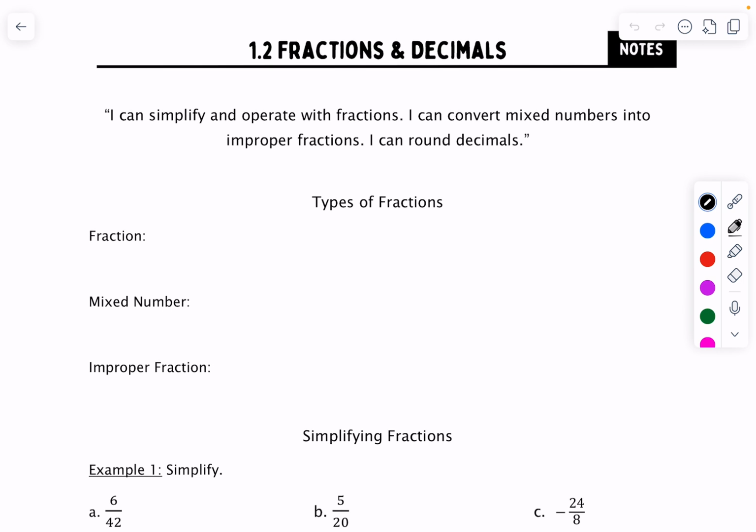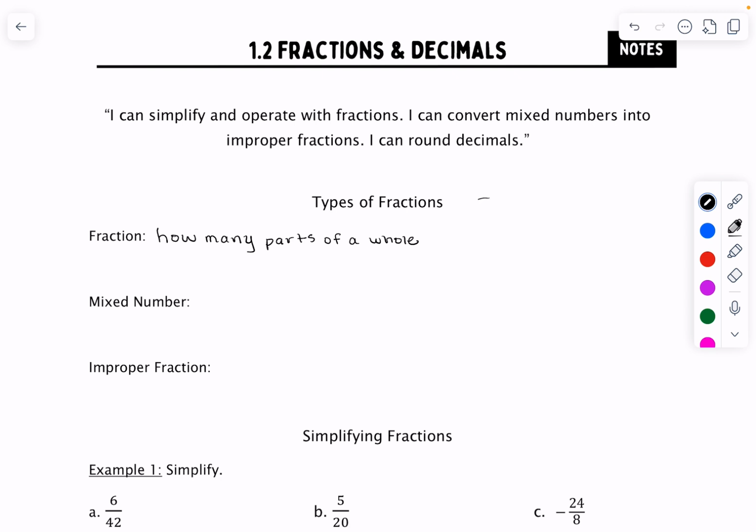So what exactly is a fraction? We all know what they look like, but let's define it really well. So a fraction in general is how many parts of a whole. So what does this look like?